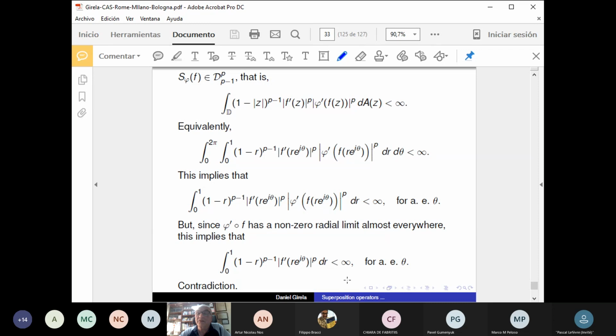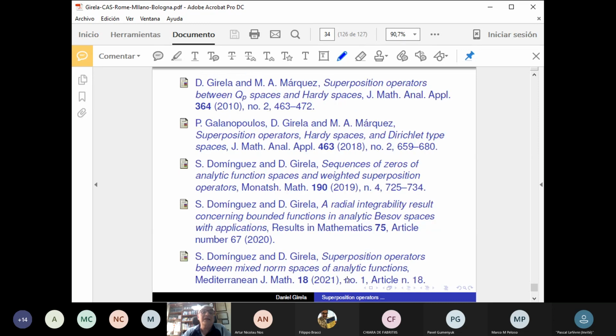So I guess this is all I wanted to say. Well, these are the articles where these things appear. As I said, this is an old paper, the one where we studied the superposition operator from BMO and Hardy spaces; actually, we considered Q_p spaces. And this is the one where we consider the superposition operator from the Bloch space and BMO into the space D^p_{p-1}. And these are the more recent works that we have done with Salvador Dominguez. There are also some results that I cannot mention, but we have obtained with Salvador Dominguez, on the superposition operator acting on Besov spaces and on mixed norm spaces.